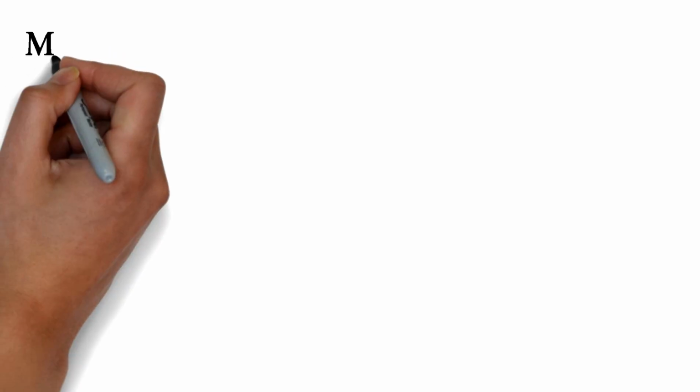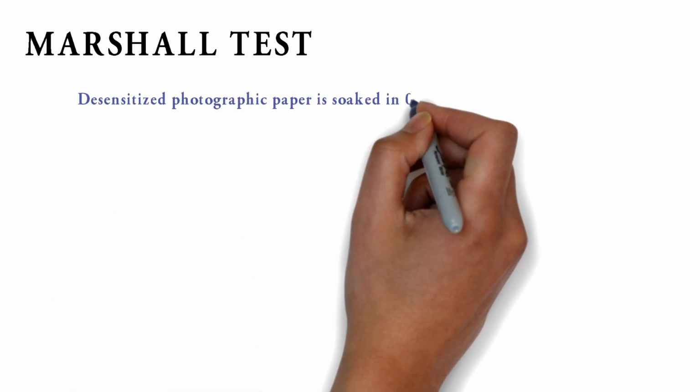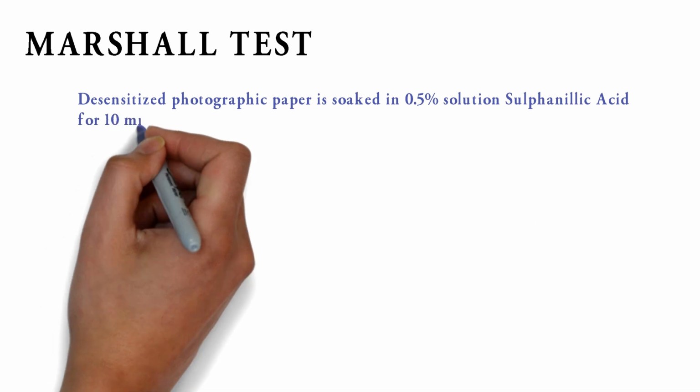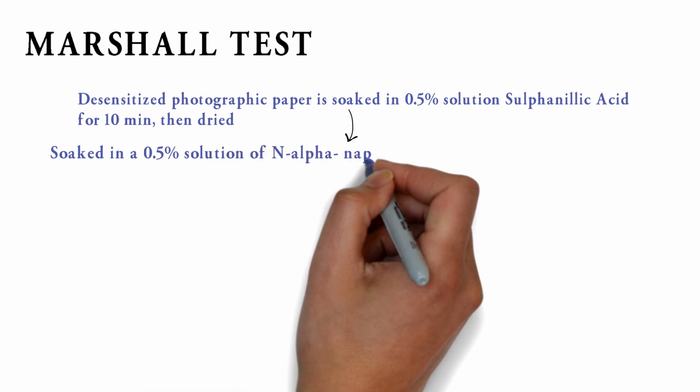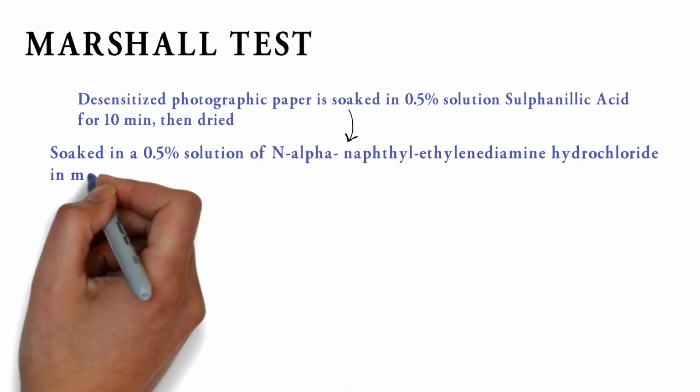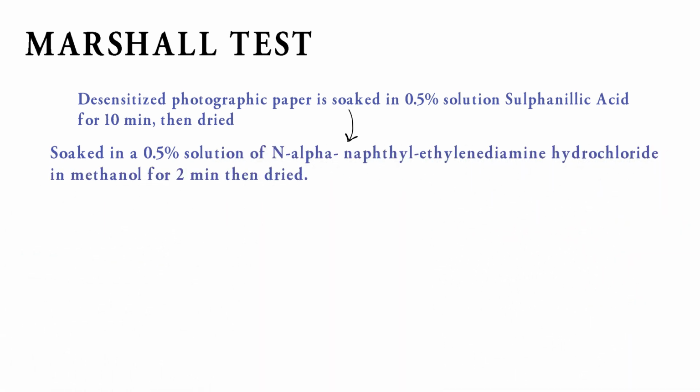Another test for gunshot residue analysis is the Marshall test, which is also a modification of the Walker test, where desensitized photographic paper is soaked in a 0.5% solution of sulfanilic acid for 10 minutes. It is later air dried and again soaked in a 0.5% solution of N-alpha naphthyl ethylene diamine hydrochloride in methanol for a period of 2 minutes and dried again.